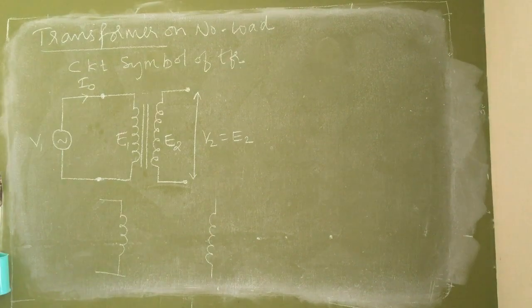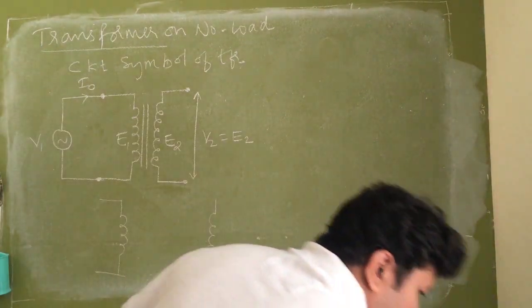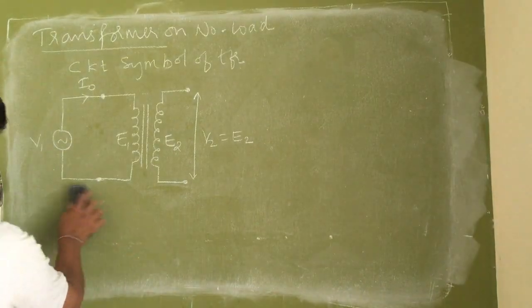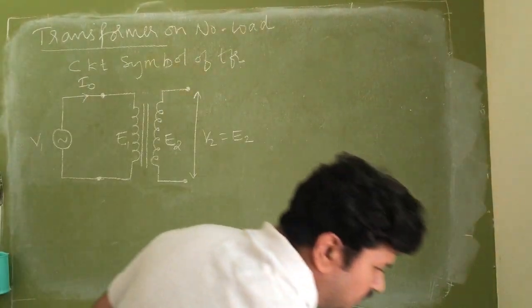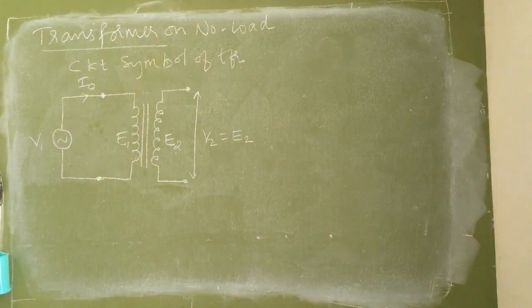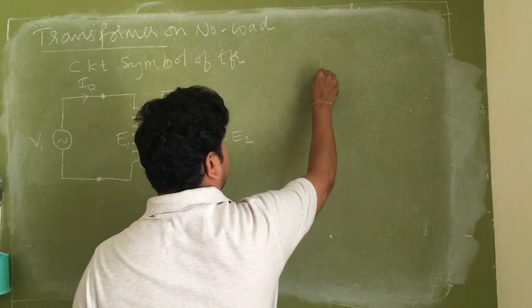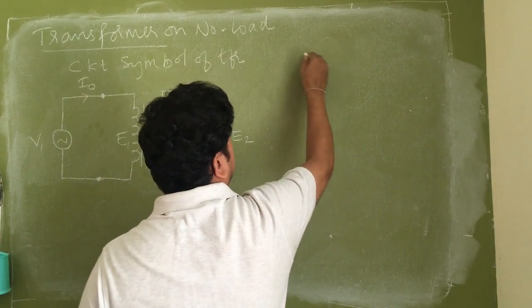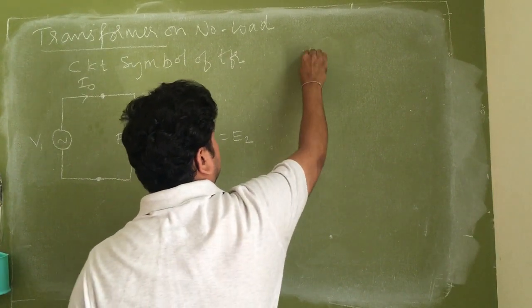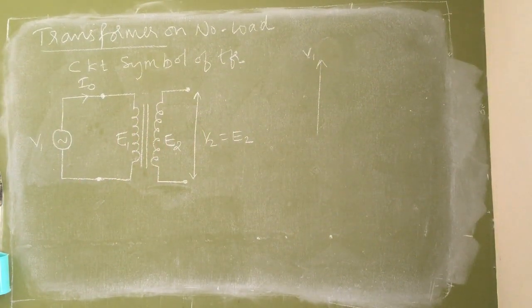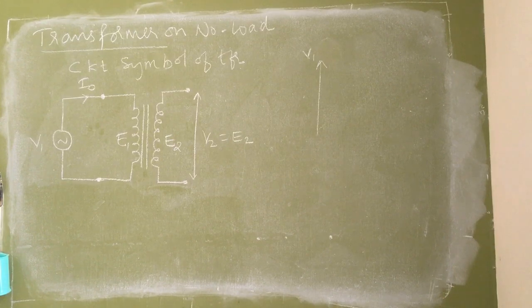Okay. Now when I connect the primary winding to the source, let us take this vector to represent the primary voltage V1, of V1 volts.